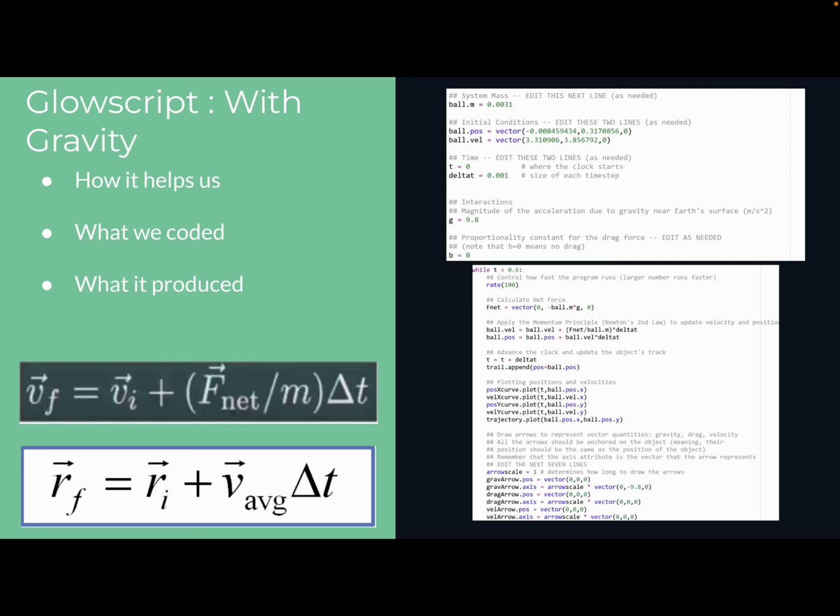In our time loop, we have F net is strictly gravity, and then we have the position update formula and the velocity update formula, which is why it was very important at the start. And that is the position update formula and the velocity update formula in the bottom left-hand corner. The code below that makes the models that we will show later on.